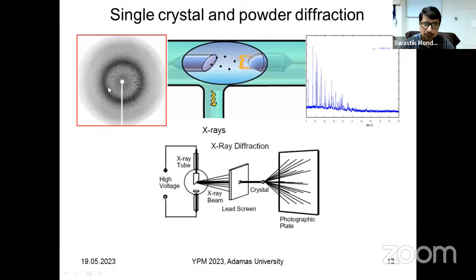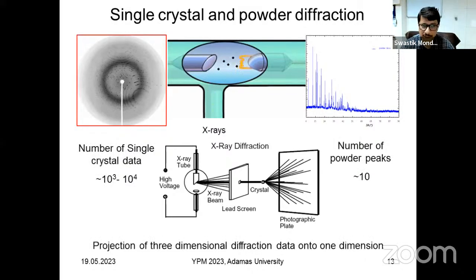So on the left-hand side, this is the single crystal diffraction pattern, where you can see plenty of tiny dots. Remember, this is only one single image, and one can take multiple of these images, maybe 2,000 images, and then you can imagine the number of X-ray diffraction spots will be of the order of 1,000, or 10 to the power 3, or even 10 to the power 4, depending on how good your crystal is diffracting.